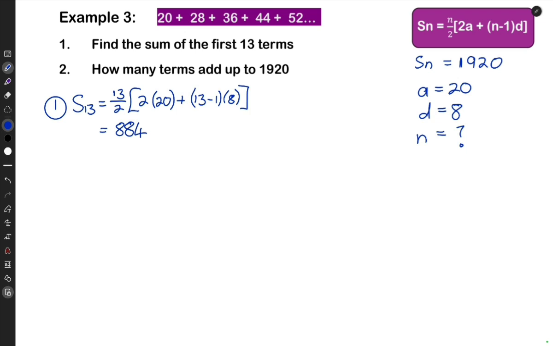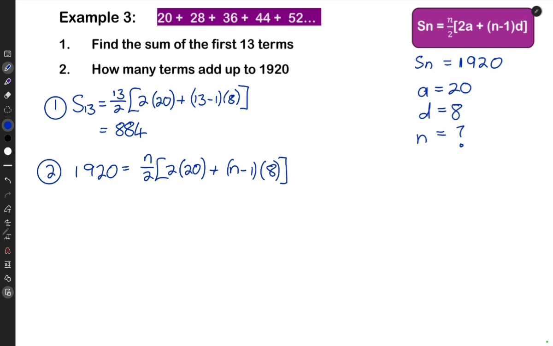Let's start subbing in. For question 2, 1920 would be equal to, I don't know what n is, so I know what a is, 2 times 20 plus n minus 1, and my d value is still 8.